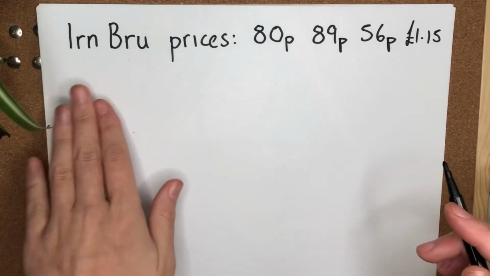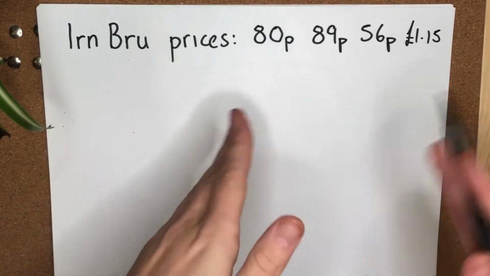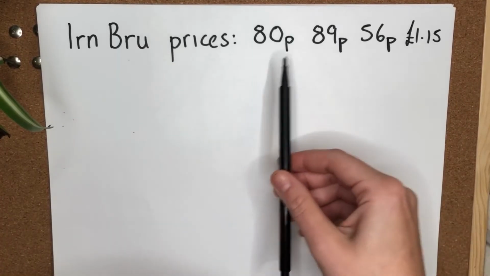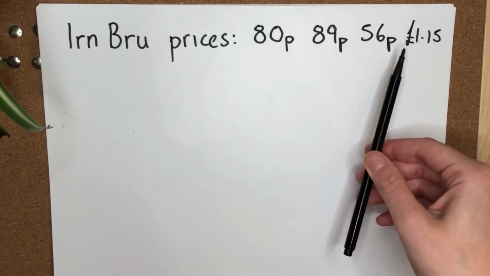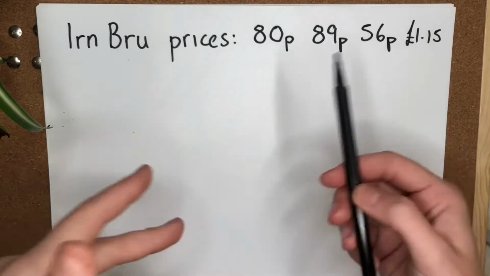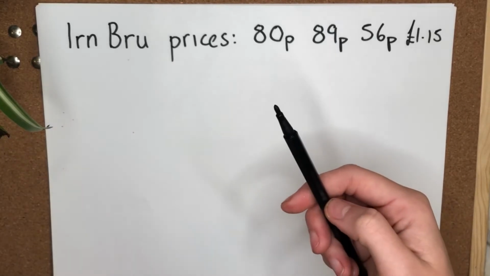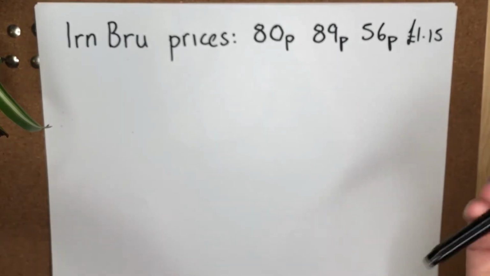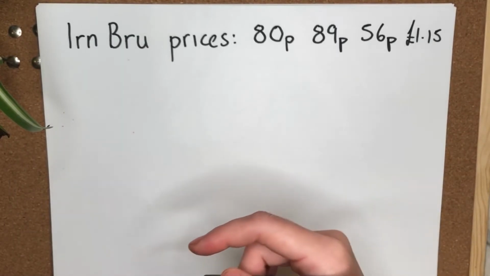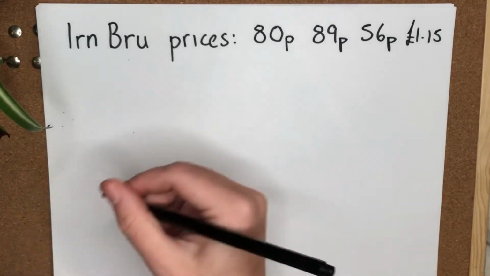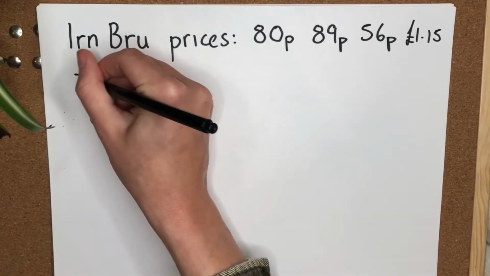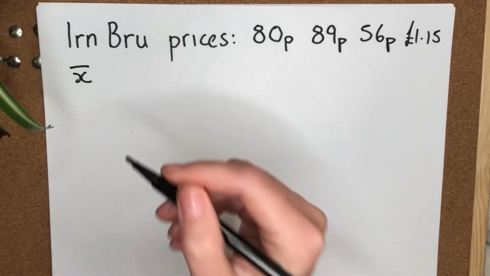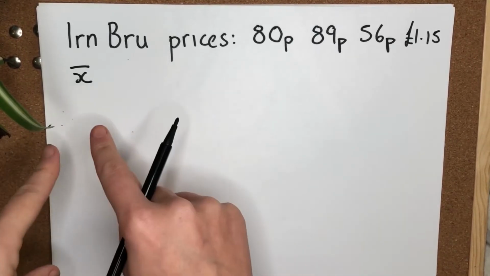Okay, so if we have various different Iron Brew prices, so I go to 4 different shops and I buy 4 different cans of Iron Brew, they cost 80p, 89p, 56p and £1.15. The first thing I'm going to want to do is calculate the mean of these prices because I'm measuring the variation from the mean. It's normal when we're doing standard deviation to call the mean x bar. So it's x with a line on top, you say x bar, and that means the mean.